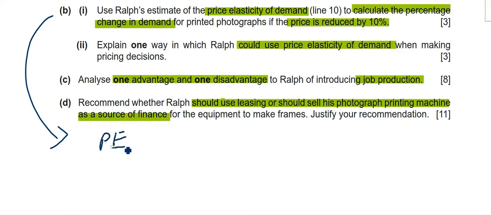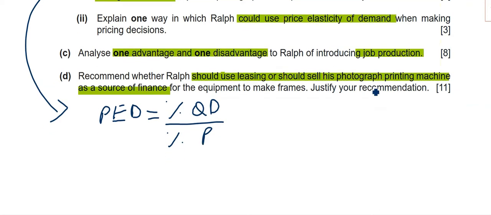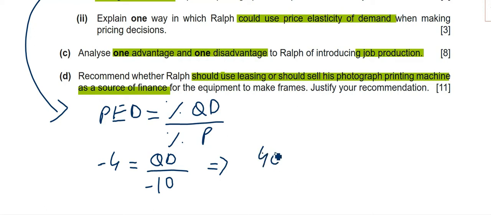Right? So we do know that the formula for PED is simply percentage change in quantity demanded over percentage change in price. So in the question they have given us the value of PED as negative 4, and we have to calculate the change in quantity demanded, and the change in price has been given as negative 10%. So if we simply solve it further, this will be 10 multiplied by minus 4, that will give us 40, and the minus minus sign is cancelling out, so this is 40%.